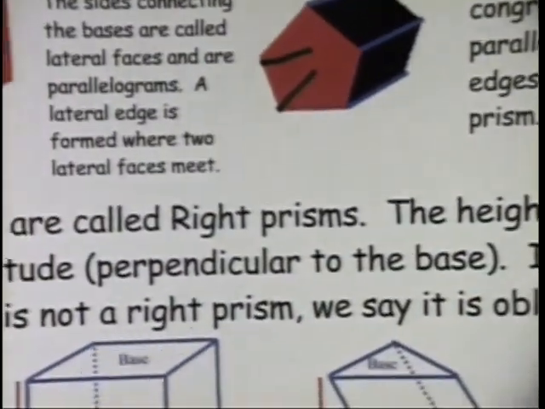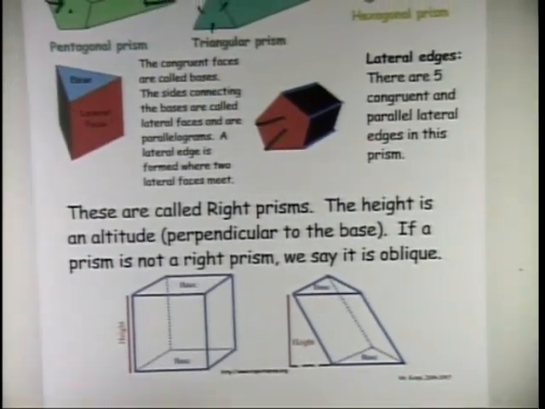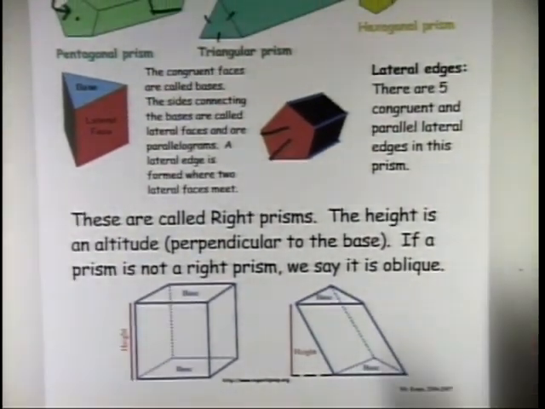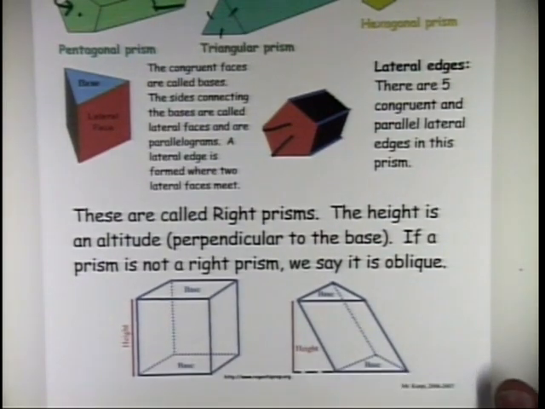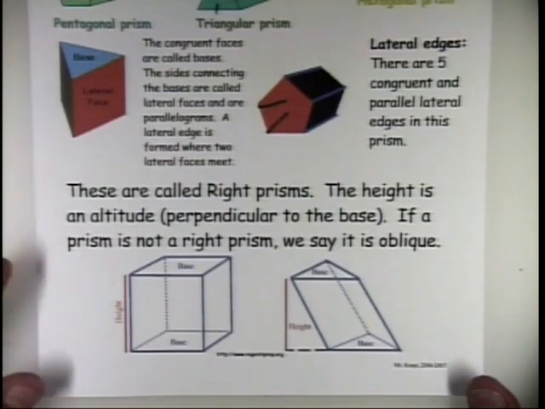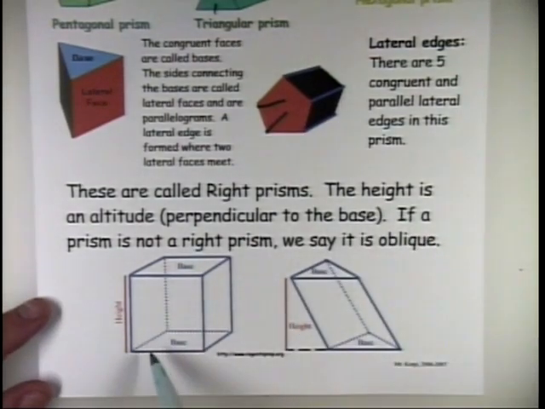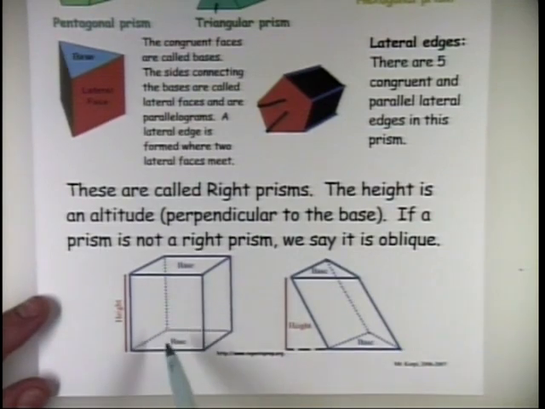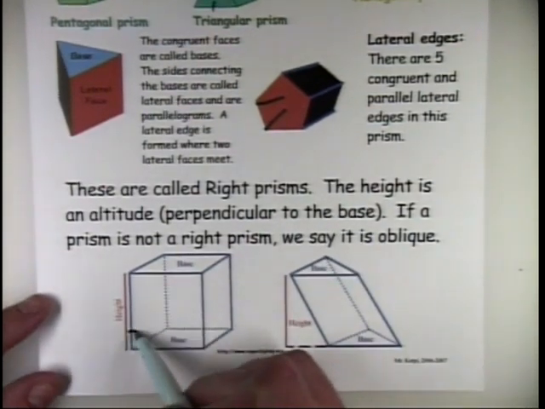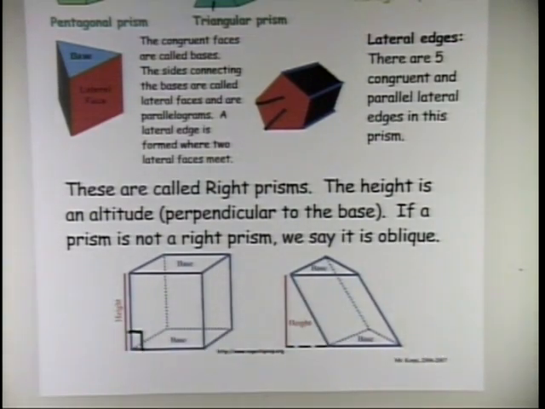The ones that we've been looking at have been regular prisms because the bases were congruent. But we also have to classify them by whether they're right or oblique. What is that, you ask? A right prism is basically a prism whose height is the altitude, perpendicular to the base. Look at this cube right here, which is a rectangular prism. The height is perpendicular to the base, so this becomes a right prism.